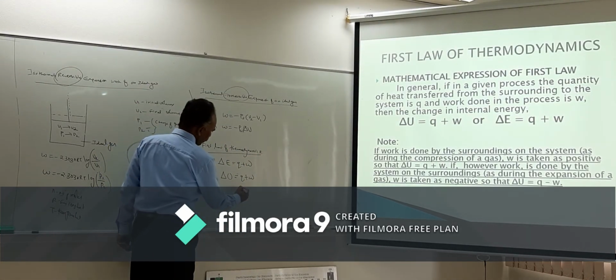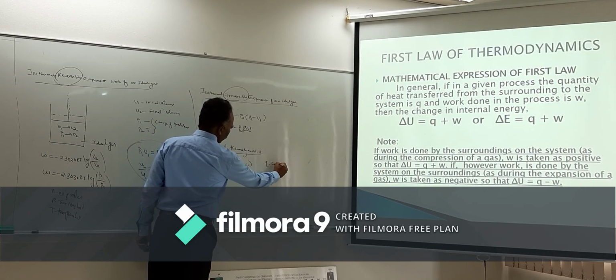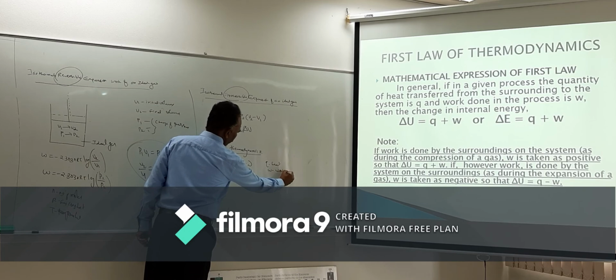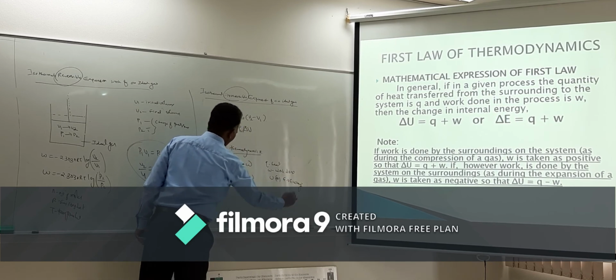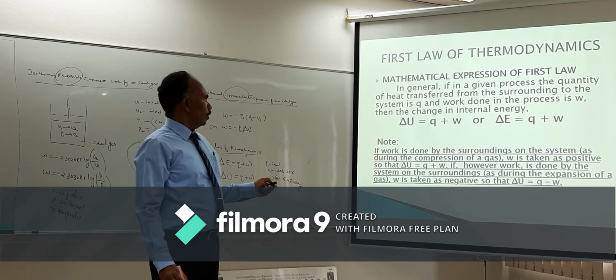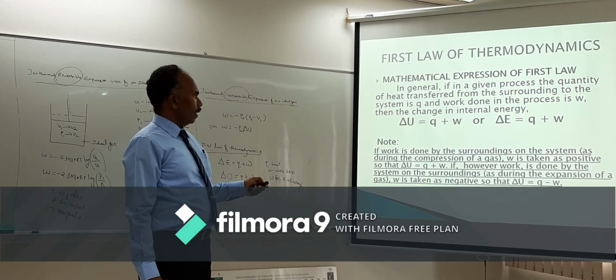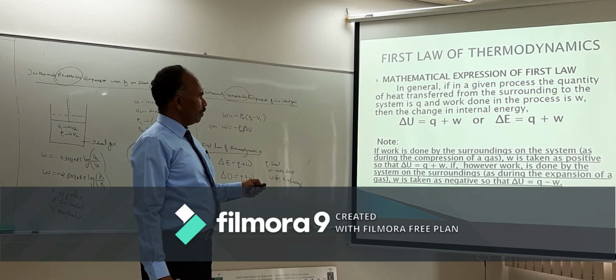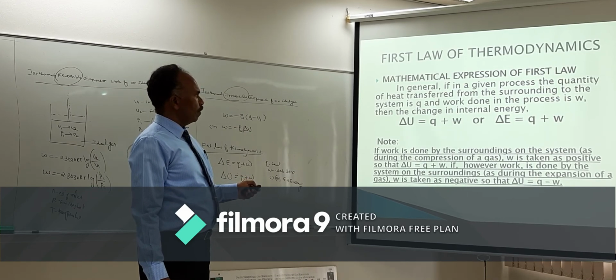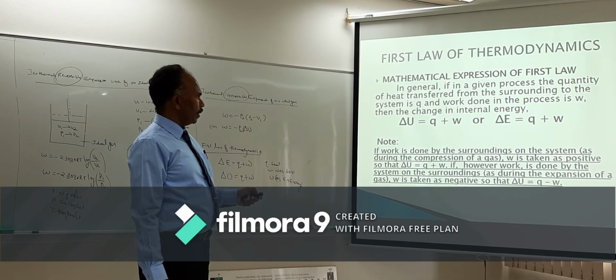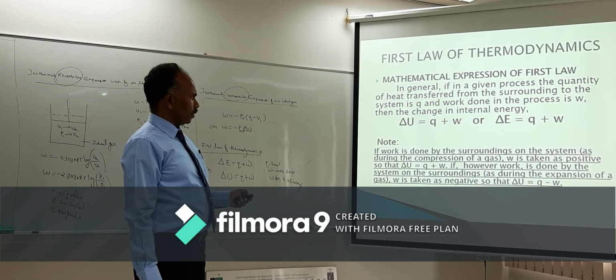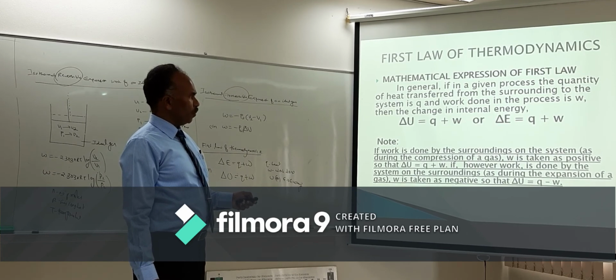Here Q is heat, W is work done, U or E is energy. So this is the first law of thermodynamics. So the mathematical expression of the first law in general: if in a given process the quantity of heat transferred from the surrounding to the system is Q and work done in the process is W, then the change in internal energy can be written as delta E is equal to Q plus W.